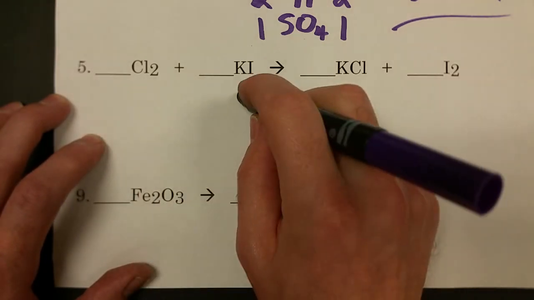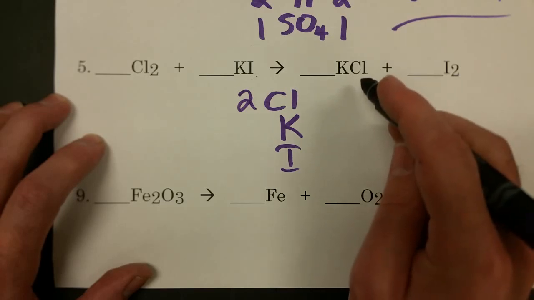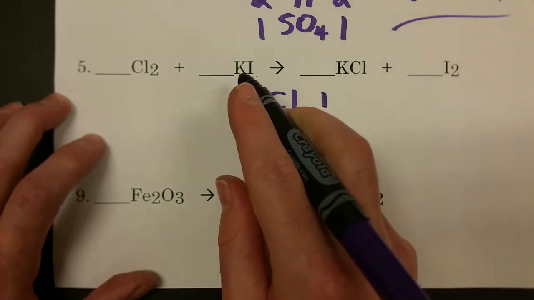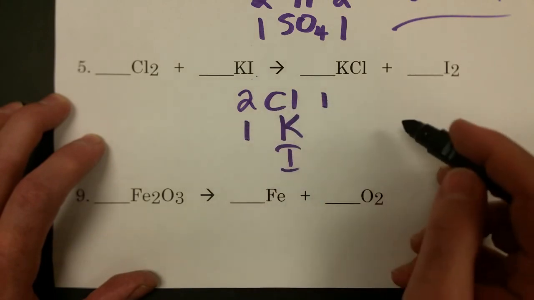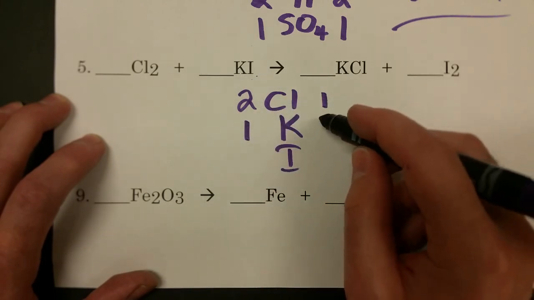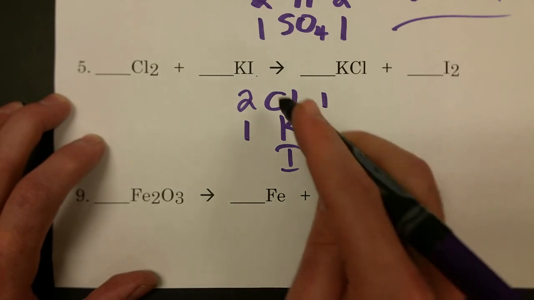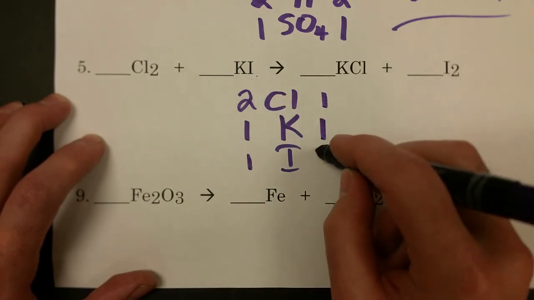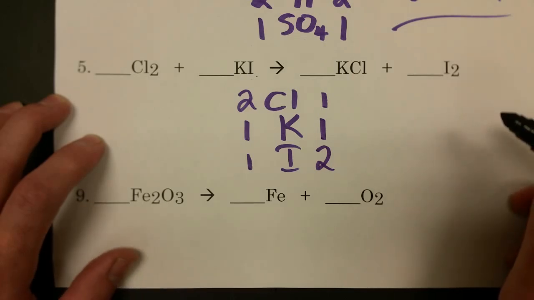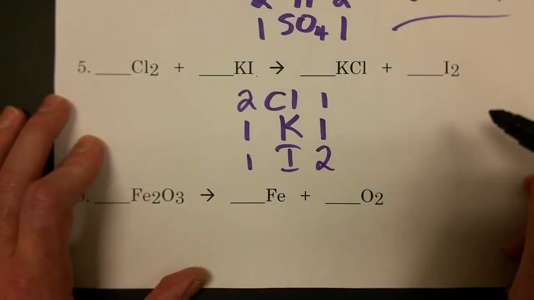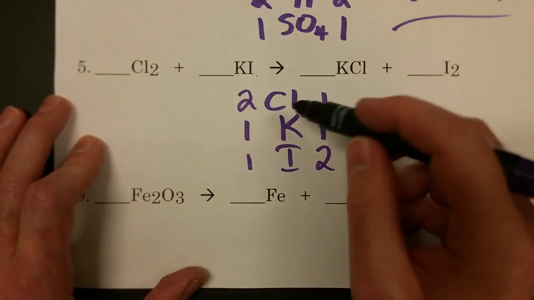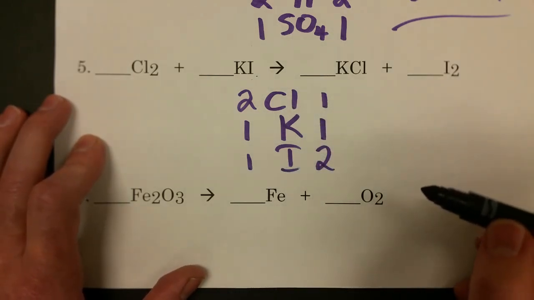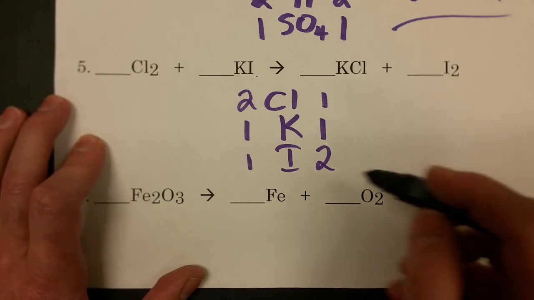There's 2 chlorines on this side. Only 1 chlorine on this side. Potassiums, I have 1 potassium on this side, and on this side also 1 potassium. And for iodines, I have 1 on this side and 2 on this side. Okay, so you can see what's uneven here. The chlorines are uneven and the iodines are uneven. Now, let's start to try to fix this.